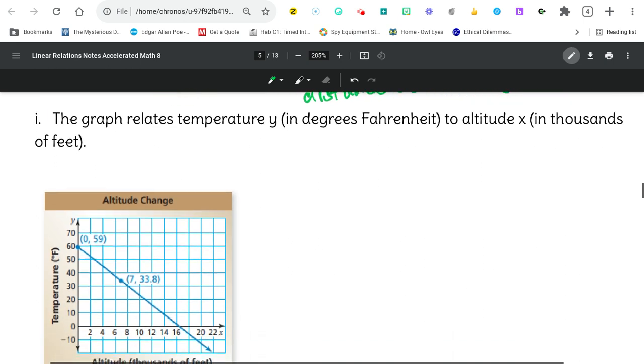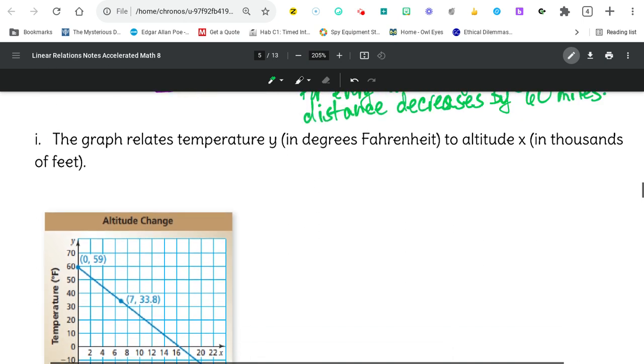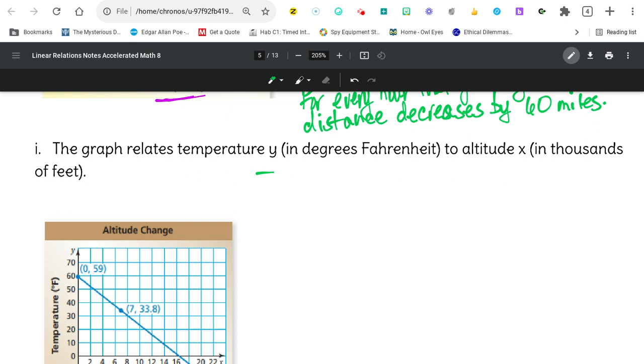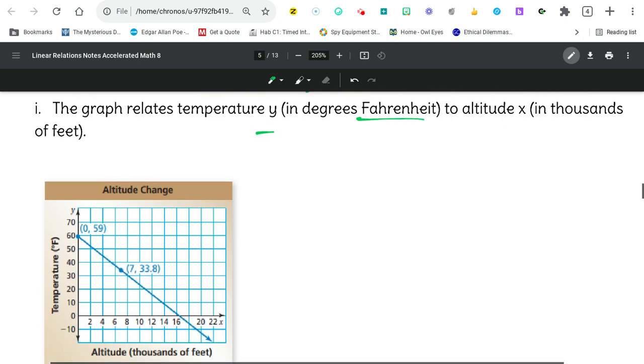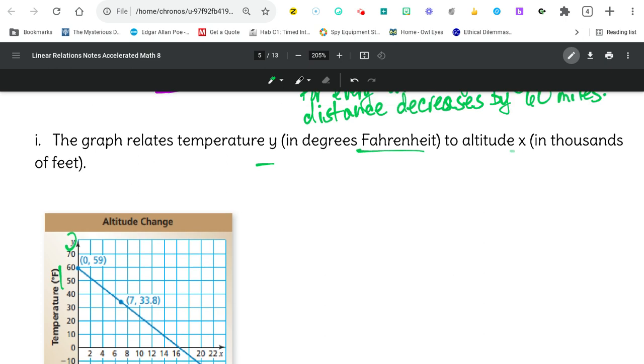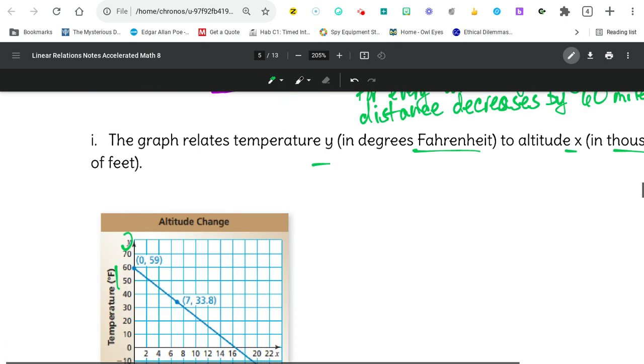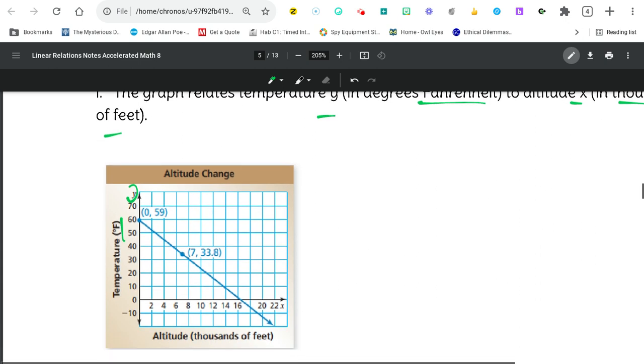All right, let's look at I. The graph relates temperature, which we're calling Y, and it's going to be in Fahrenheit. And you can tell on the y-axis you got Fahrenheit, to altitude X, and it's in thousands of feet, okay? So obviously somebody's climbing a mountain. We're looking at altitude change, okay, and temperature. Temperature in relation to the height or altitude, okay?